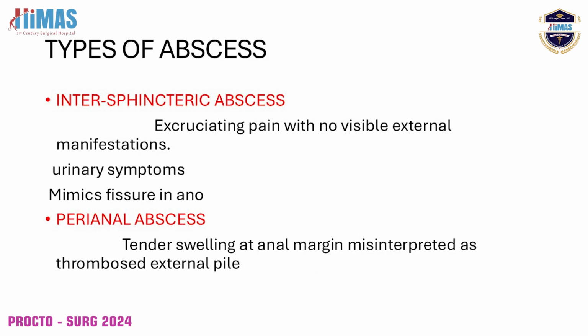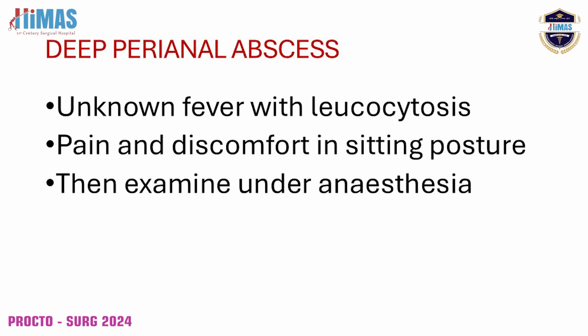So what are the different types of abscess? Intersphincteric abscess, perianal abscess, supralevator abscess, ischiorectal abscess. These you have to keep in mind. Apart from it, deep postanal abscess. If the patient has constant fever, fever of unknown origin, PUO we will call it, for more than 20 days, go for MRI of the perineum, and you may see a deep postanal abscess.